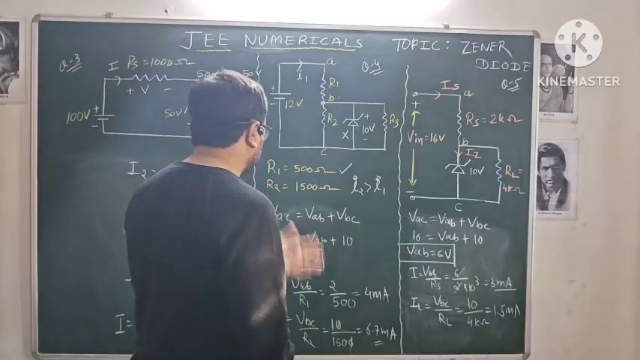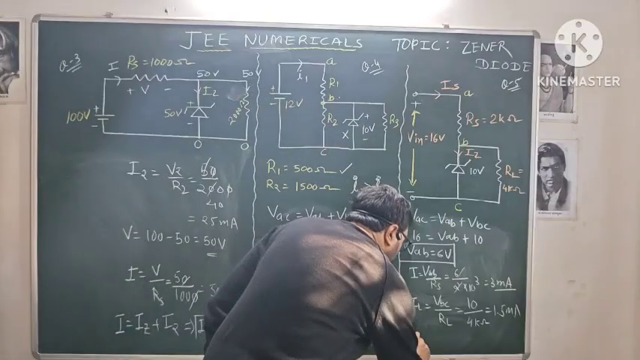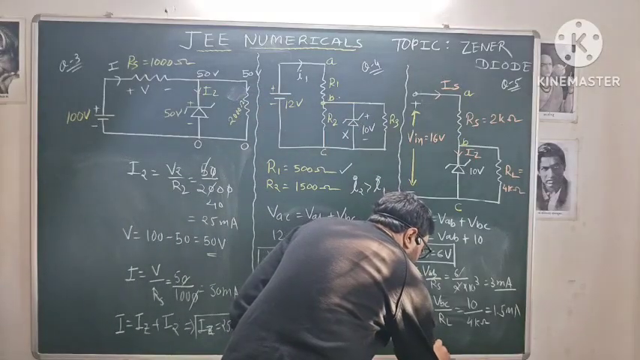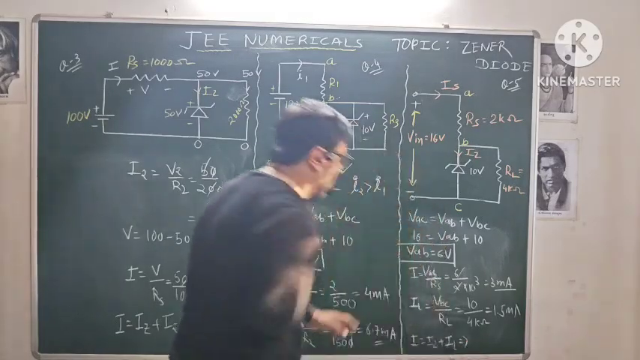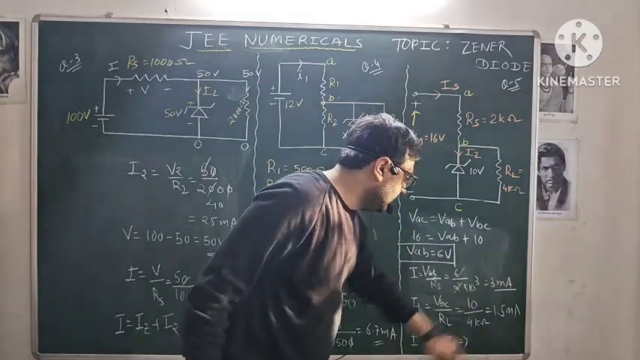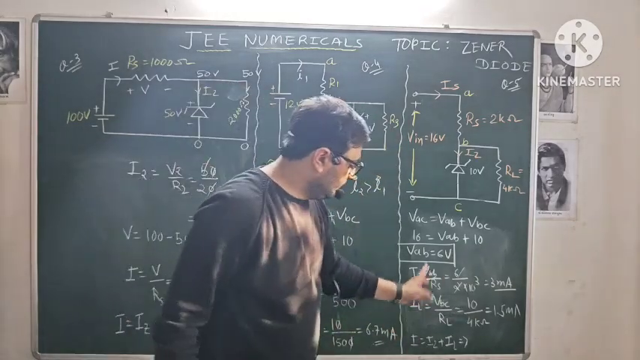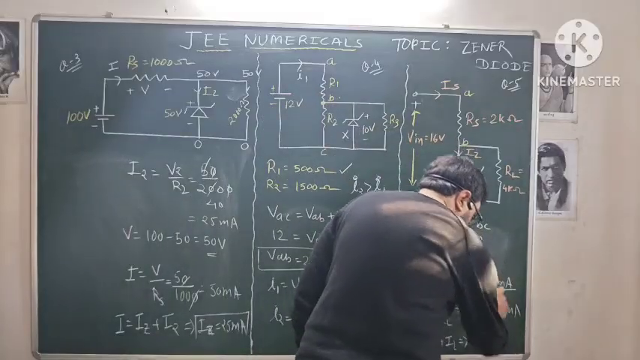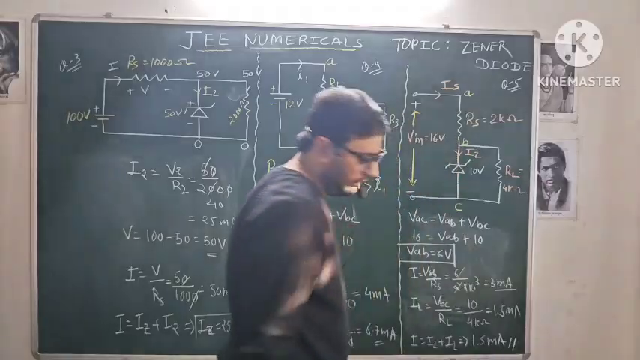Okay, now we do the further calculation. That is I is equal to IZ plus IL. Now I is 3 milliampere and IL is 1.5 milliampere. Now we subtract, IZ is I minus IL. So we get the answer, that is 3 minus 1.5. So 1.5 milliampere is the answer. Okay, thank you.